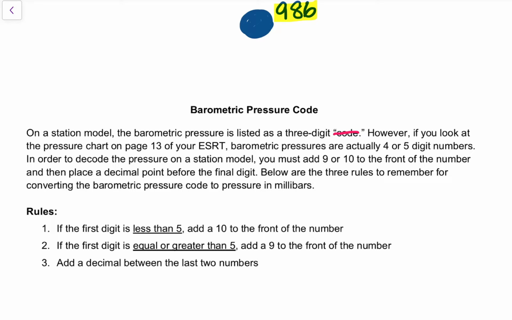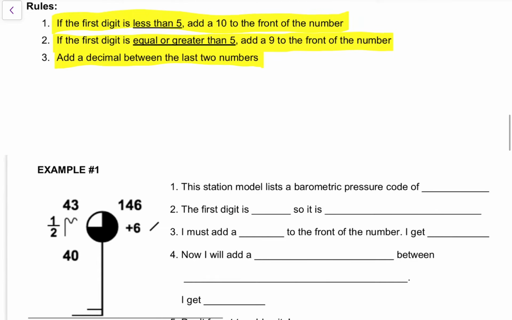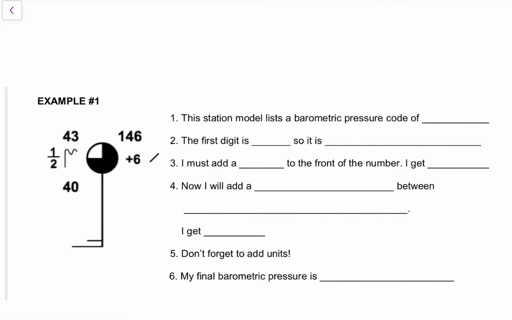Rule number 1: if the first digit is less than 5, add a 10 to the front of the number. Rule 2: if the first digit is equal to or greater than 5, we add a 9 to the front of the number. Rule 3: after we add either the 9 or the 10, we add a decimal between the last 2 numbers. So let's go ahead and try this out. We're going to go through all of the steps here.